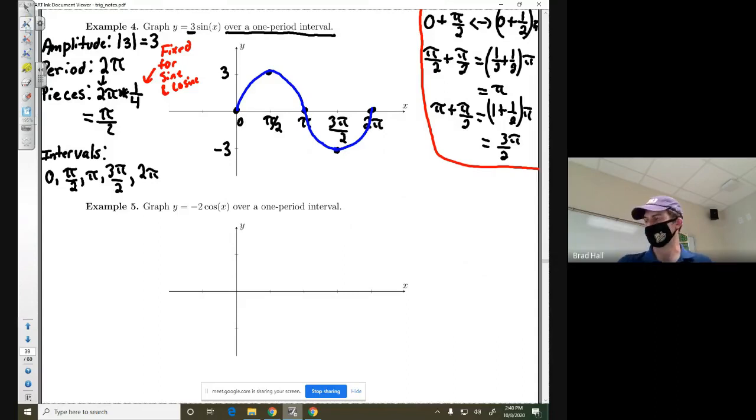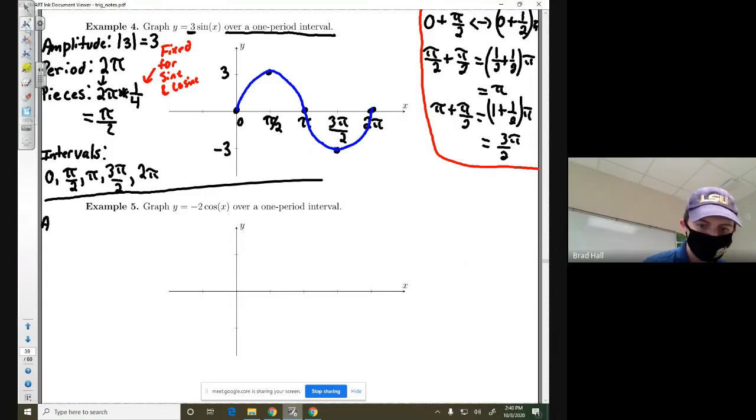Okay, cool. So example 5. So we're going to go through everything again. We're going to start off with the amplitude. So the amplitude looks at the number multiplying the trig function. That's -2. But we have to figure out the absolute value of -2. So amplitude is a positive number. So instead of -2, we simply state it's +2, because we have to find the positive value.